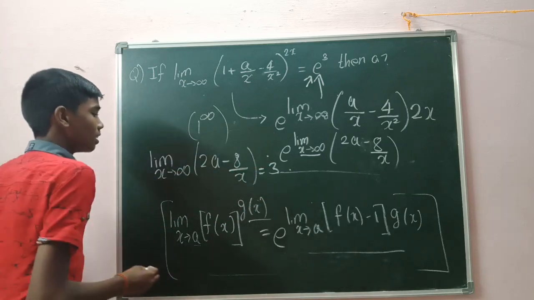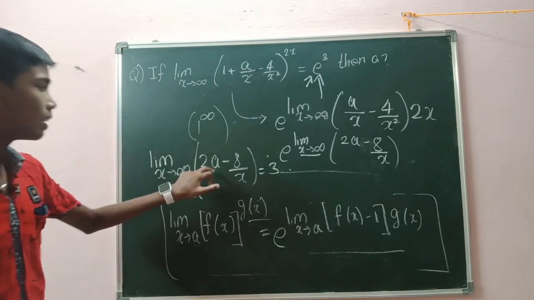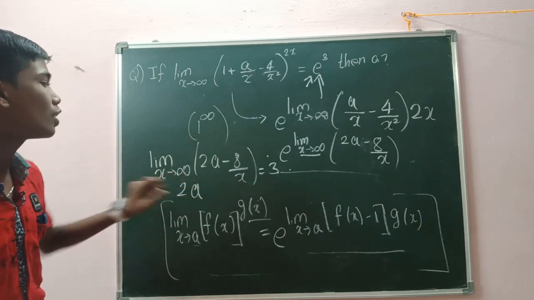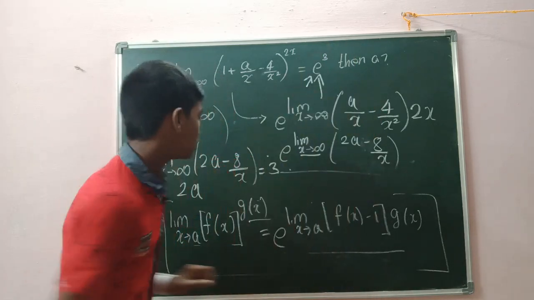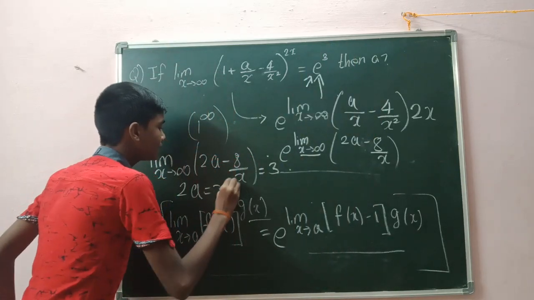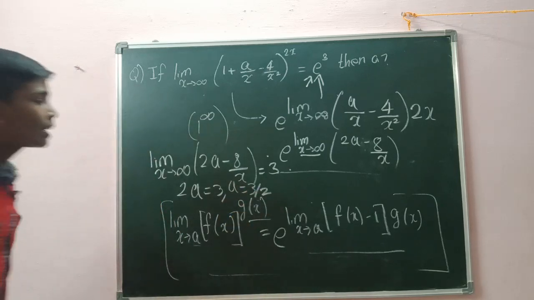That means what will be x tends to infinity? That will be 2a. Because 8 by x, when your x tends to infinity, will be 0. Because 8 will be such a large number, it will be 0 now. So 2a is equal to 3. Hence a is equal to 3 by 2. And that's the answer for the question. That's all guys.